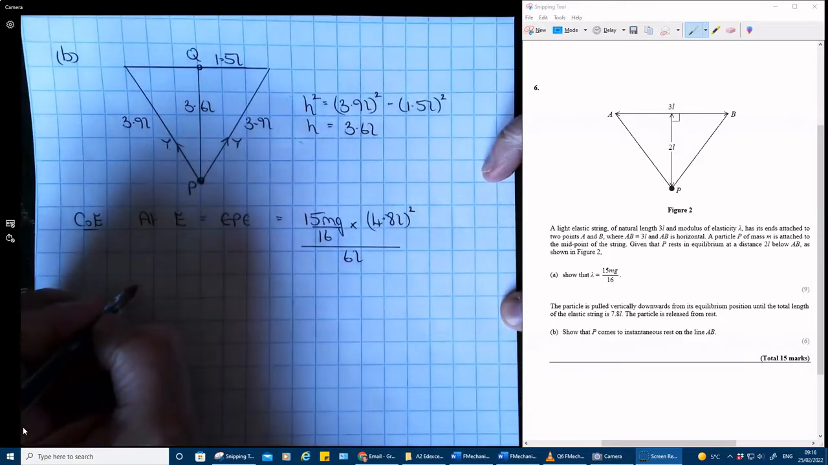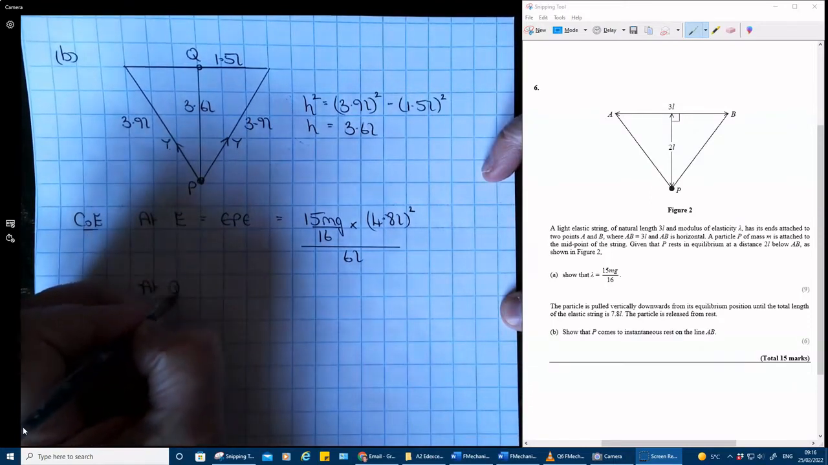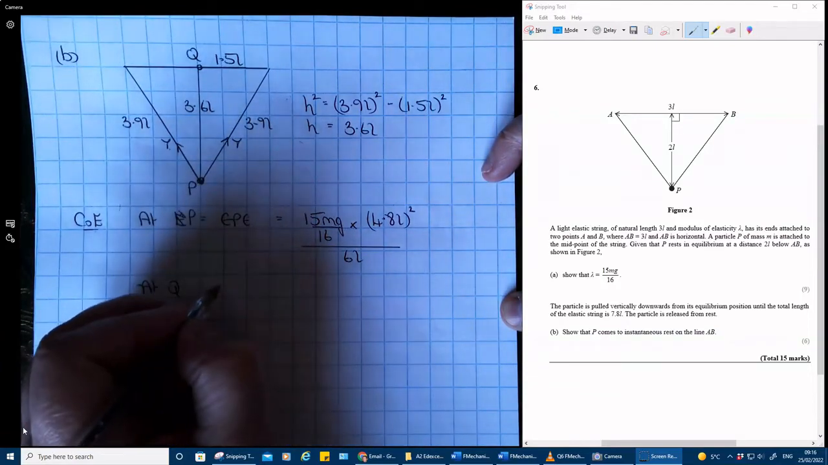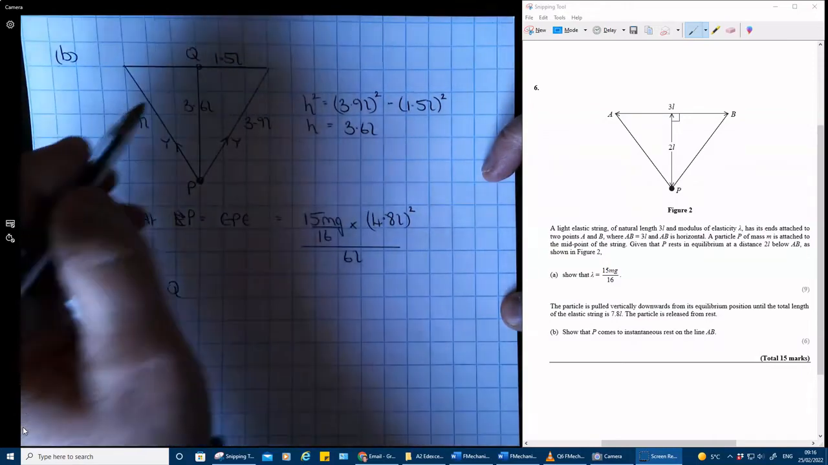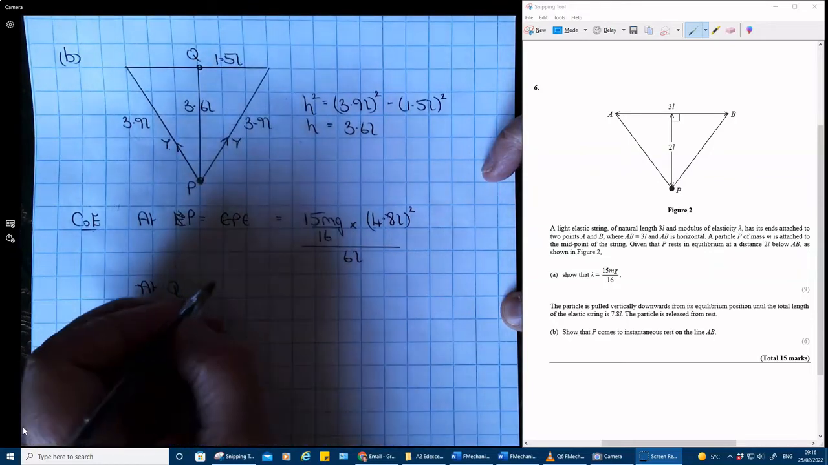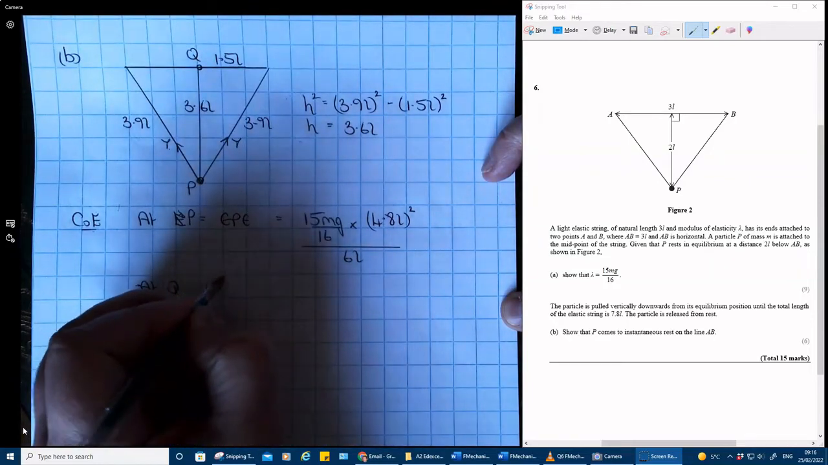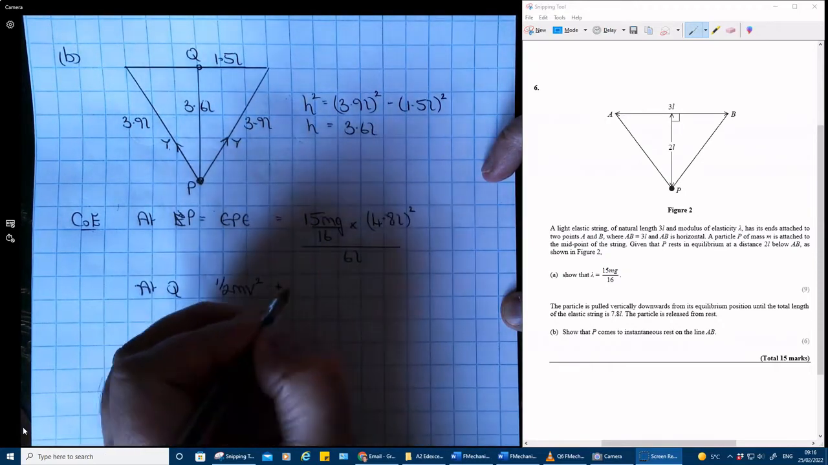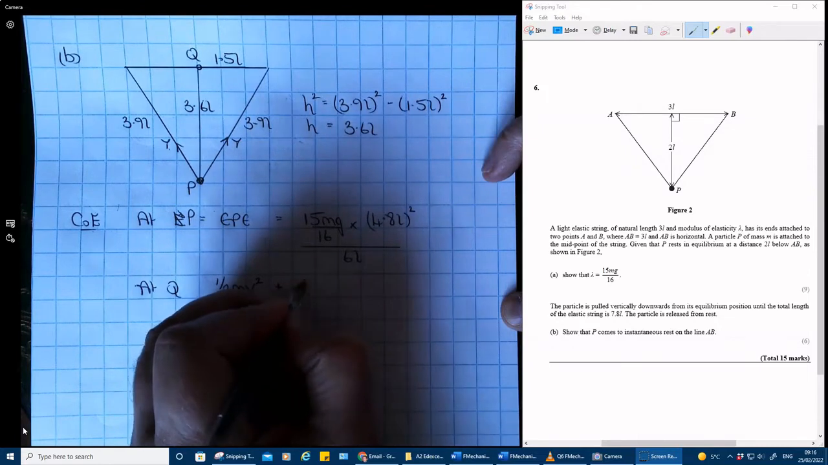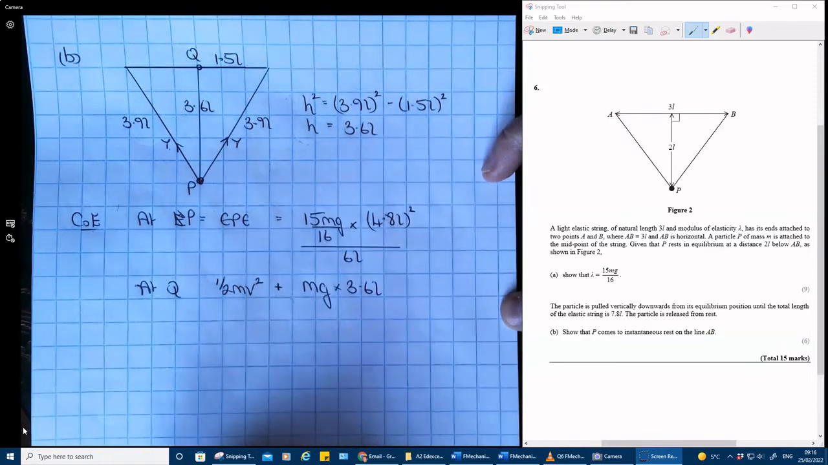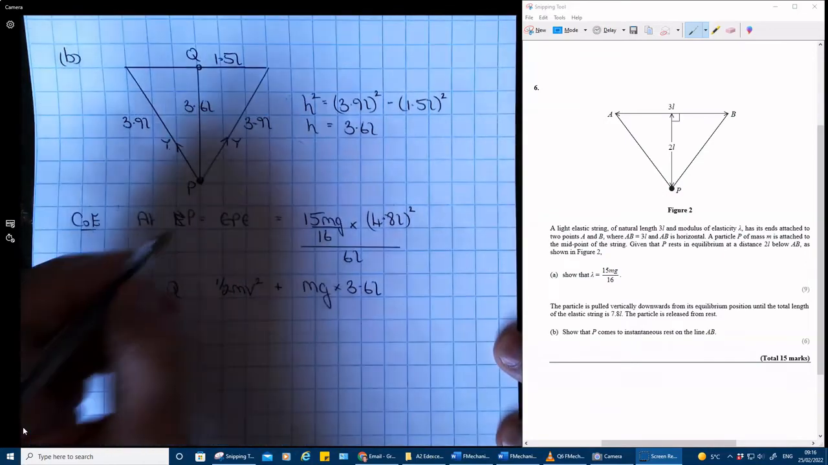And then at P, sorry. Then at Q, we've got no elastic potential energy because the natural length is 3L, and it is 3L, so there's no extension. We've got kinetic energy, and we've also got gravitational potential energy, which is mg times 3.6 L, because that's the height it's raised. Okay, now we equate these two.